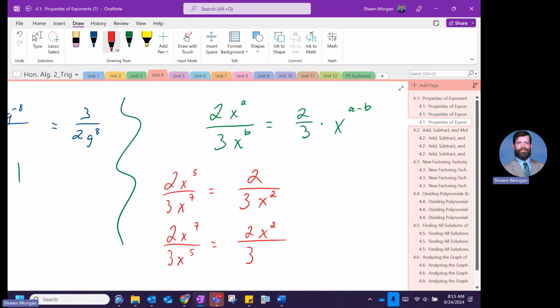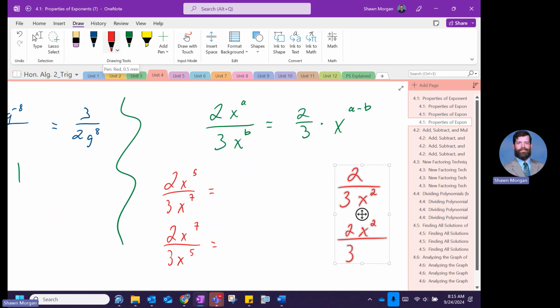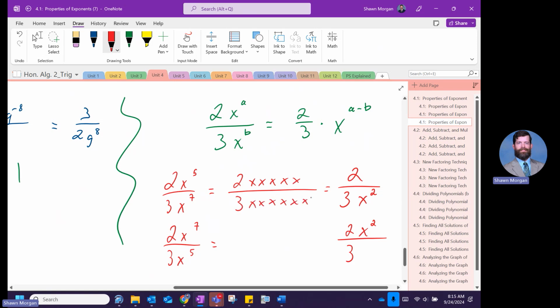And then, of course, an alternate way of doing this, watch this now. An alternate way is just to write it out and say this is 2x, x, x, x, x, over 3x, x, x, x, x, x, x, x, and then we scratch out 5 and 5, and where are those 2 remaining? They're remaining in the bottom. You can kind of look at it that way as well. And then similarly with the 7 up top and the 5 at the bottom, you cancel those out.